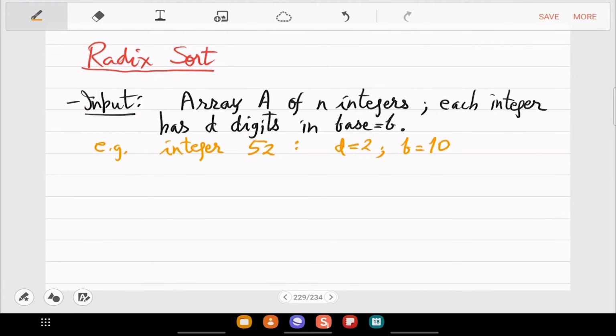So just remember that if base is B, then the digits are, what are the digits? Sorry? No, not log. The digit value is from 0 to B minus 1, 0 to 9 in this case. So whatever is the base, the digits are just 0 to B minus 1. And how many digits, that can be anything. I mean, that depends on what the input keys are. So that's given by essentially d.